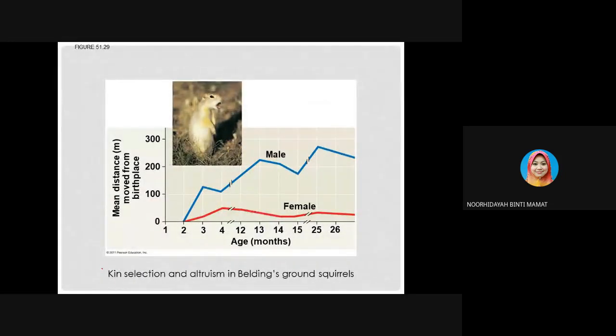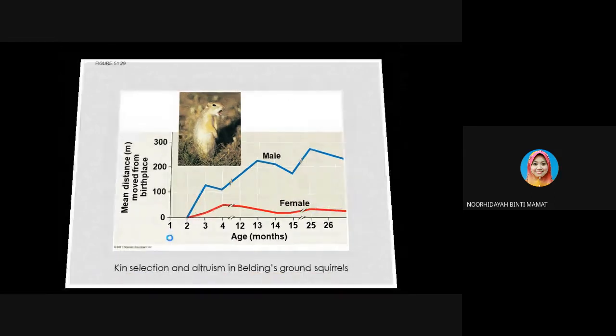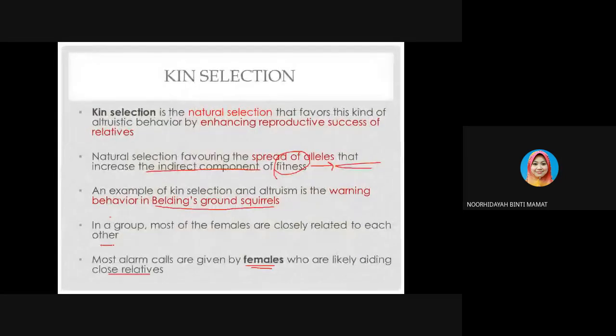As you can see from this graph of kin selection and altruism in Belding's ground squirrels, this is the mean distance moved from the birthplace. The females normally remain at their birthplace, which is different from the males. The males, starting from the age of 3 months, already move away from the birthplace. This is why the females are closely related to each other.